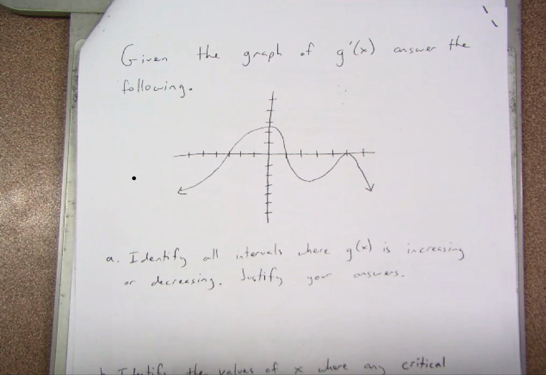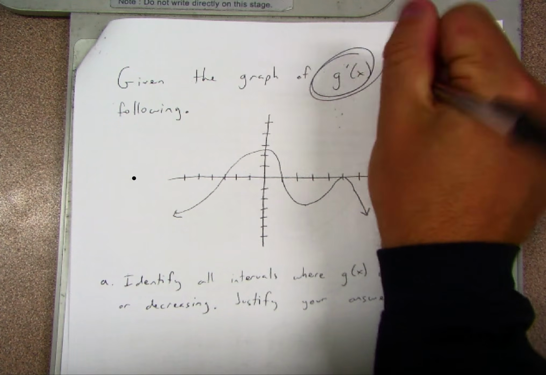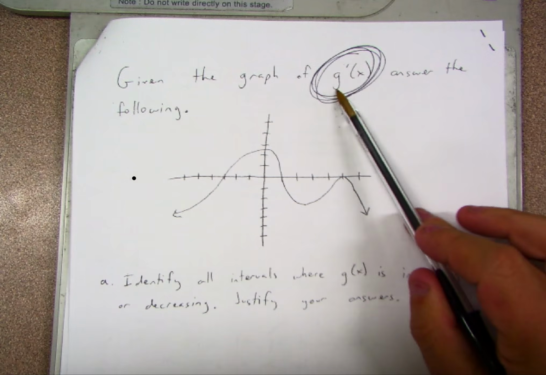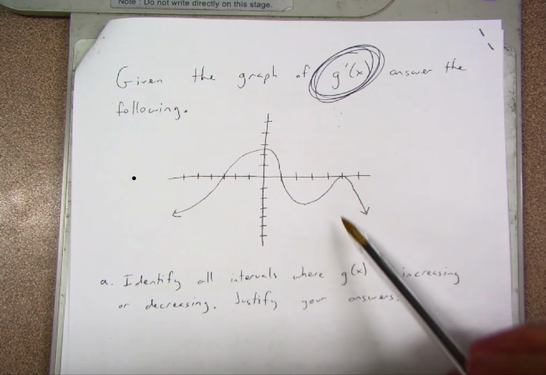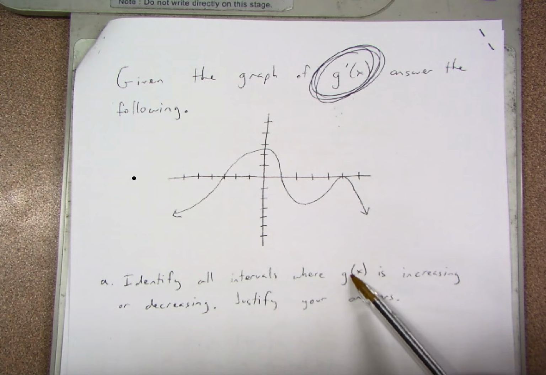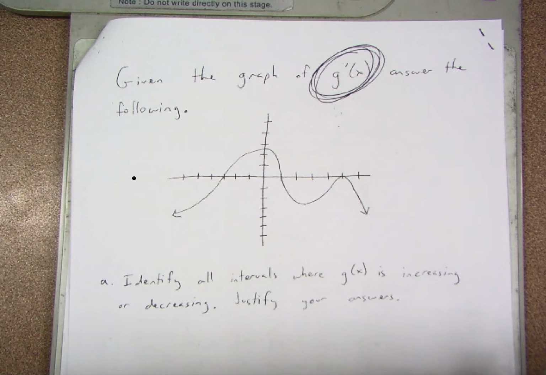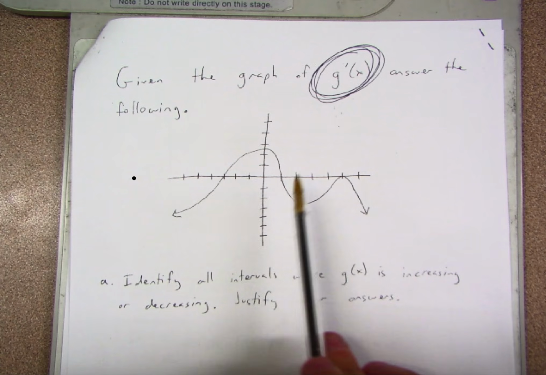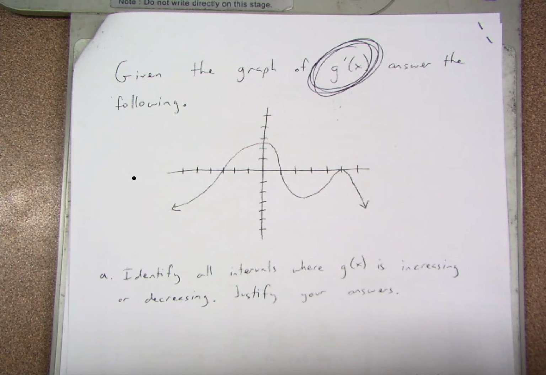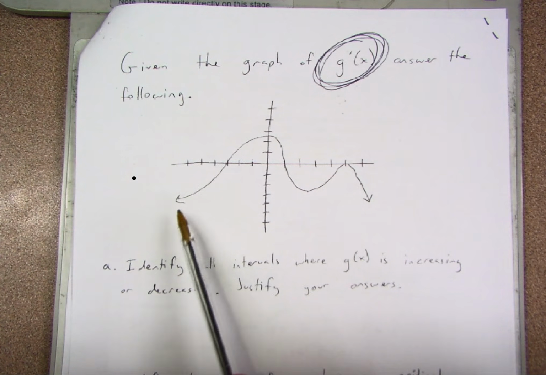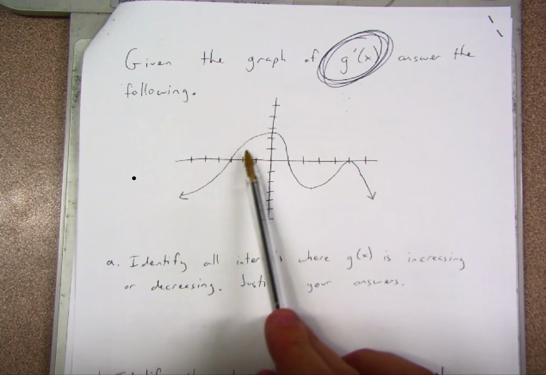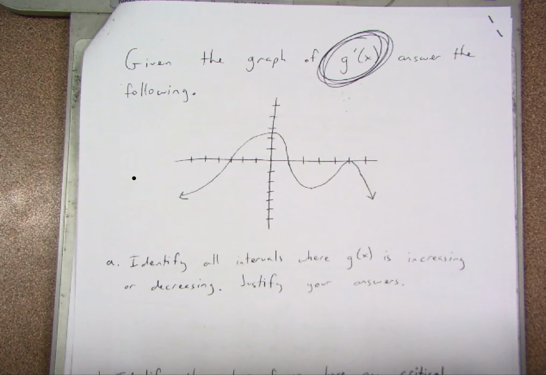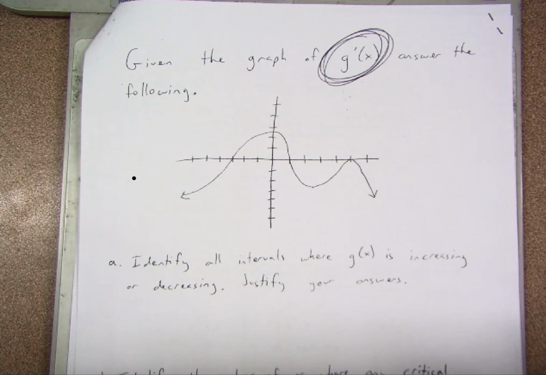But notice what this is the graph of. This is important. This is the graph of g prime, not g. And this is where we need to start being very careful with what graph they are giving us. This is the graph of g prime. So now we need to shift our thinking. Where this graph is increasing is pretty much irrelevant to this problem. What I've said you have to know at this point.